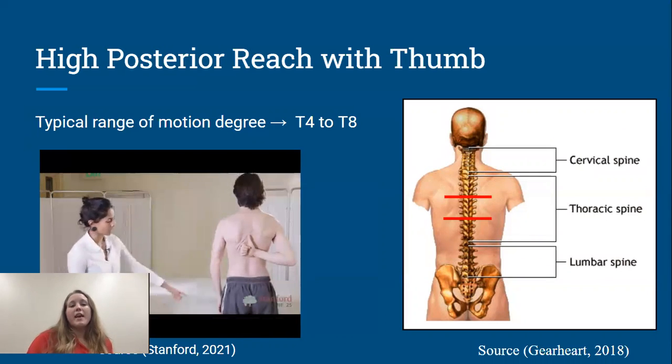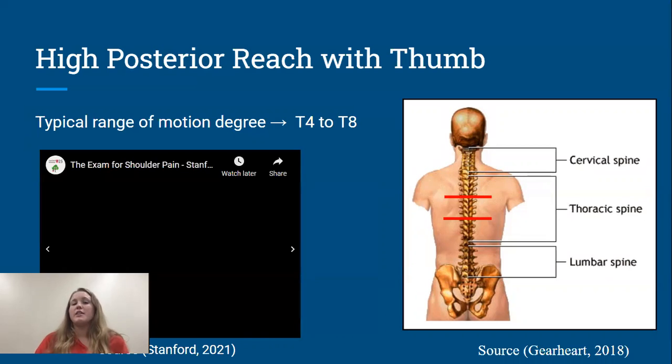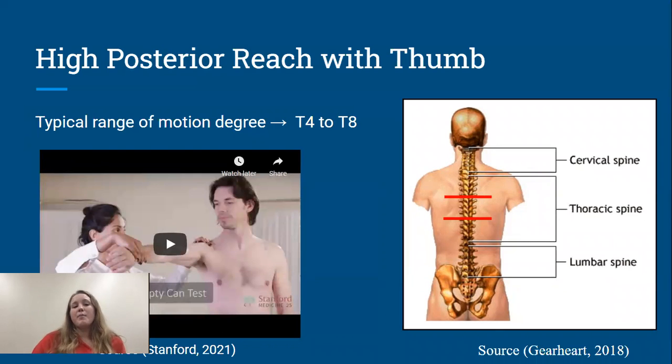The back of the hand will be placed on the lower back, and the patient is asked to reach as high as they can along the spine. The typical highest level a patient can reach will be marked. And you can see it would be around thoracic vertebrae 4 and thoracic vertebrae 8, which is marked by the red lines pictured to the right.